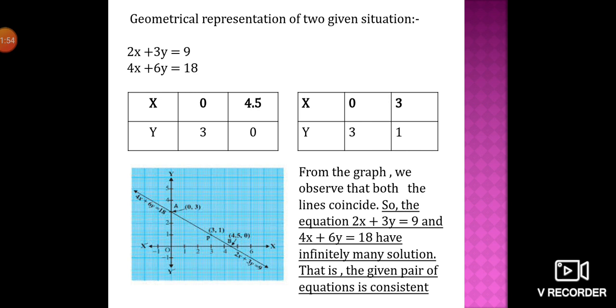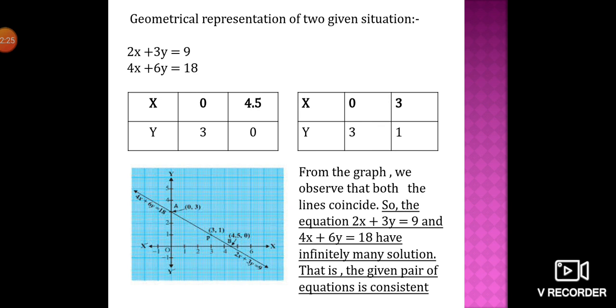Here, so we studied one is intersect each other. First example, intersecting at one point, so one solution is there. Here they coincide. Coincide means one line overlaps the other line. So from the graph, we observe that both the lines coincide. Coincide means in both the lines we can get so many solutions, because wherever both the lines are meeting, there we are getting the answers. So infinitely many solutions will be there.